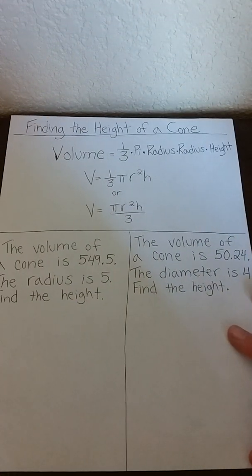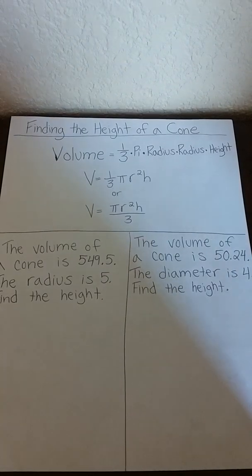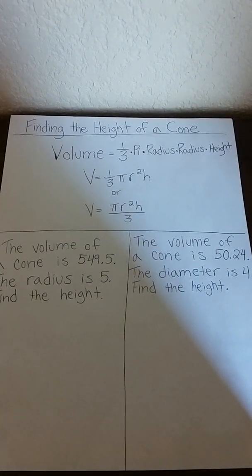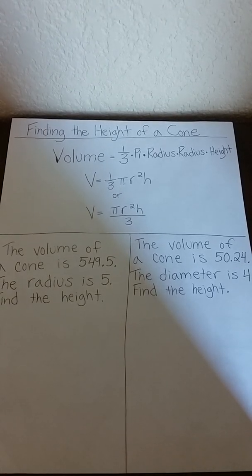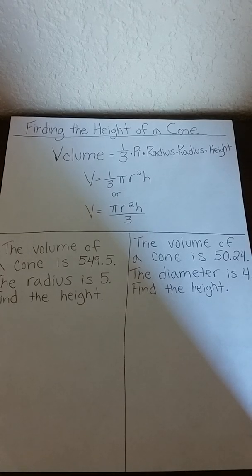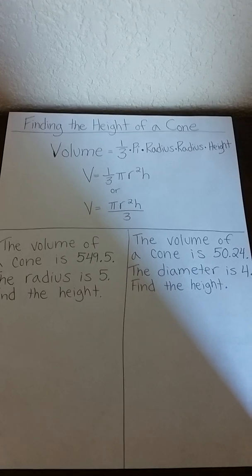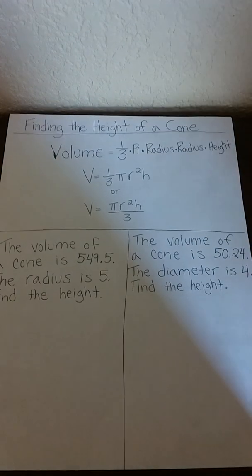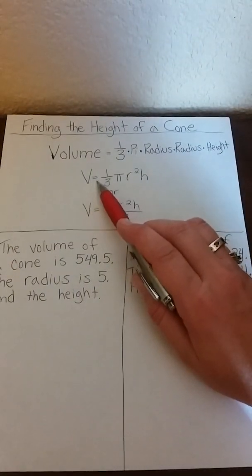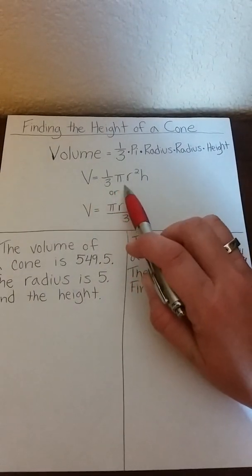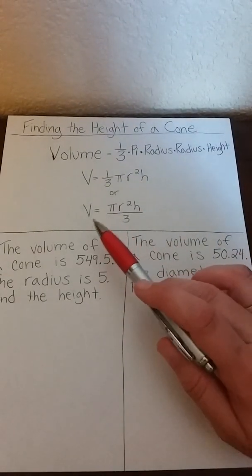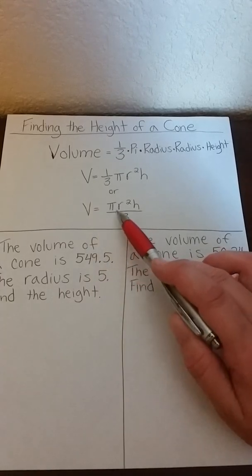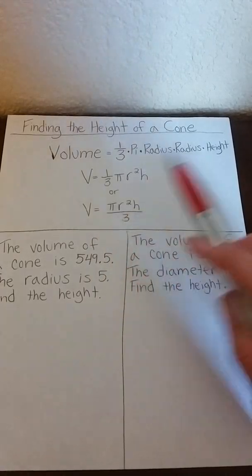Everyone! Today our learning goal is finding the height of a cone. We're going to use the same formula that we've been using all week. The volume of a cone is 1/3 times pi times the radius squared times the height. We can abbreviate this as V equals 1/3 pi r squared h, or if you don't have a calculator that does fractions, V equals pi r squared h over 3.